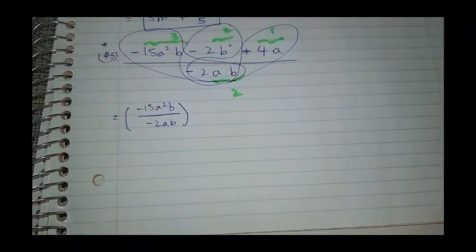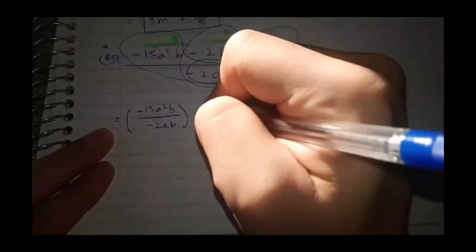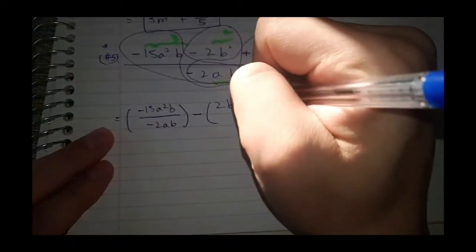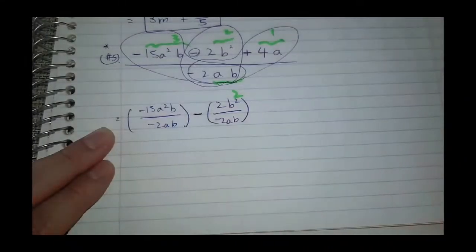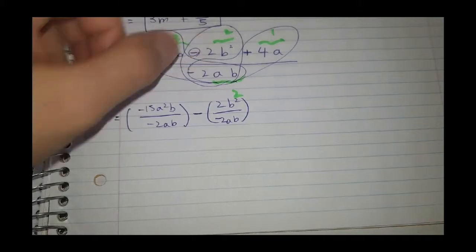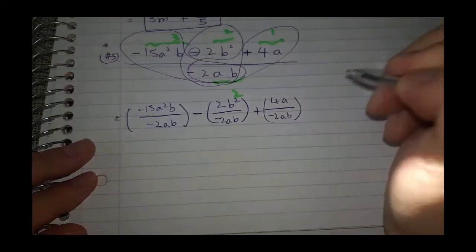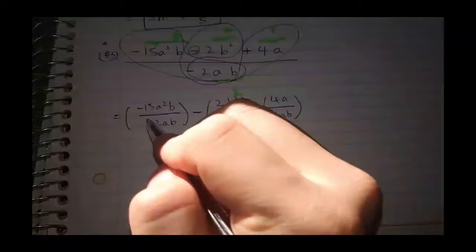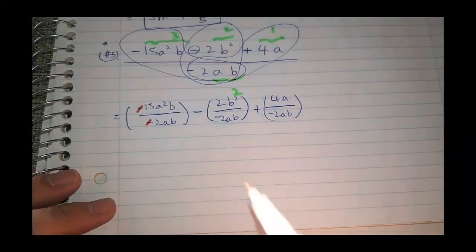Good. Okay. So negative 15a squared b over negative 2ab, minus 2b squared over negative 2ab. Note the fact that I put this negative outside, so that means what's inside is positive now. Plus 4a over negative 2ab. Something like that. Let's figure out things that you can cancel. For example, the sign. I can cancel and make everything positive.